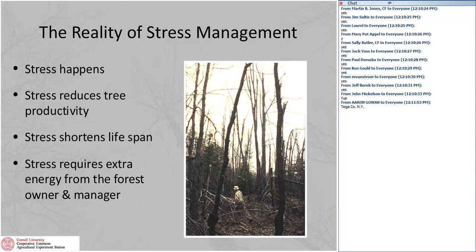And when that stress happens, it's going to reduce the productivity of the tree. In some cases, it's going to kill the tree immediately or shorten its lifespan. And ultimately, from an owner's perspective and a manager's perspective, the foresters and loggers who are working with owners, it requires extra work because you're trying to solve a problem that you previously didn't have to solve. So there's good reason to want to reduce the impact and our exposure to stress.